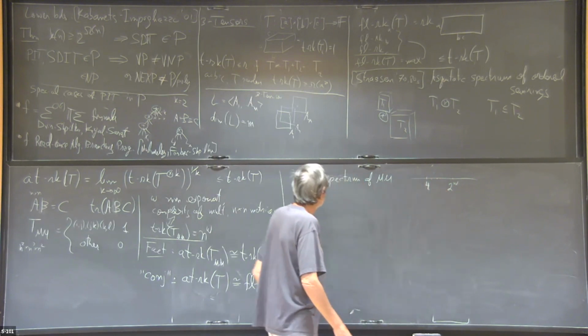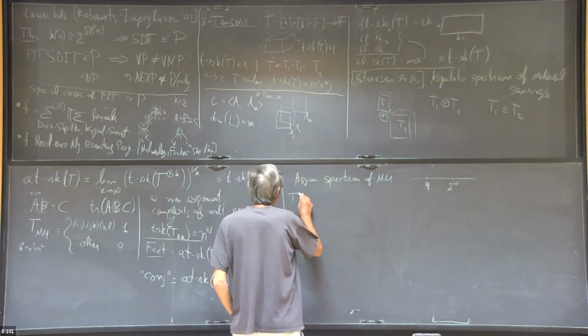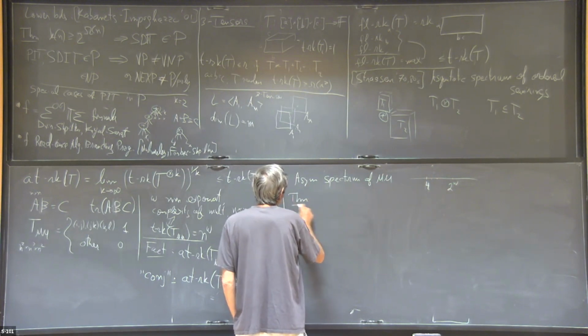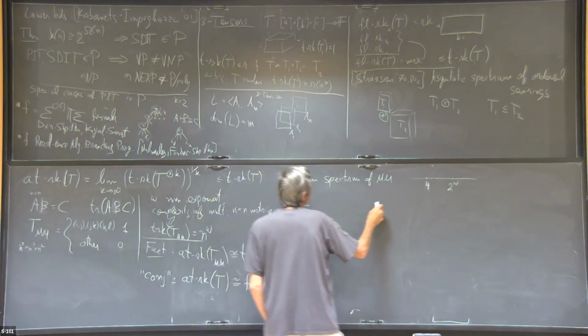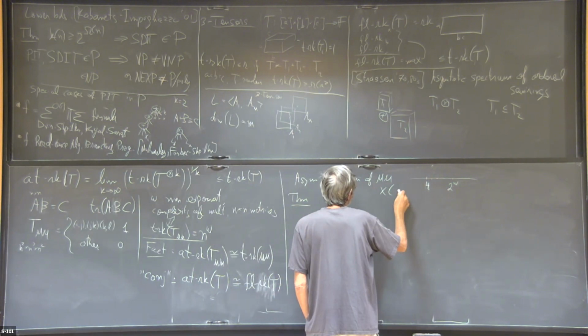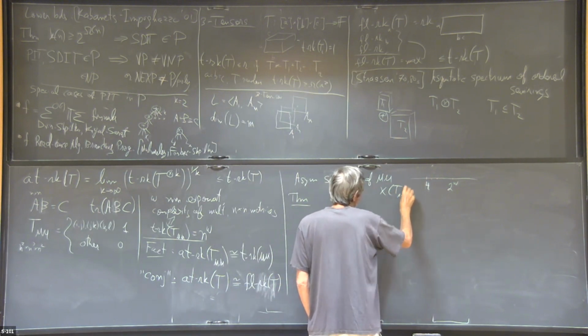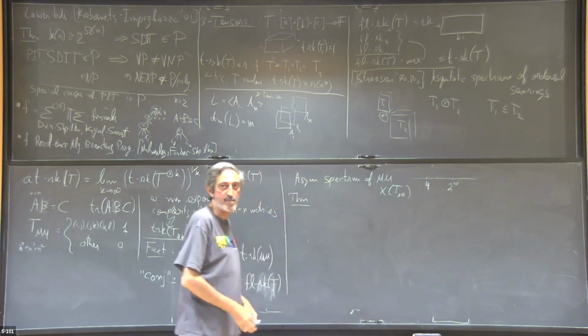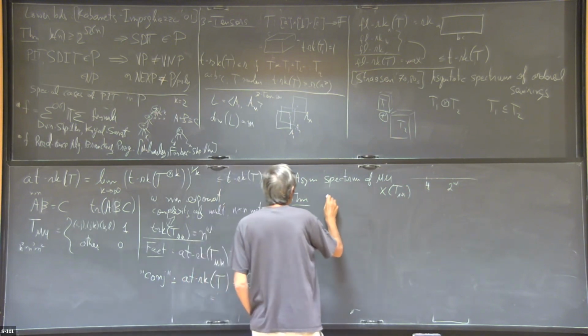And what Strassen proved, this is sometimes called the asymptotic spectrum of this. So this is really a subring generated just by the matrix multiplication tensor. We prove this.